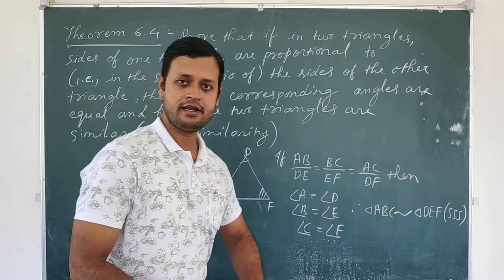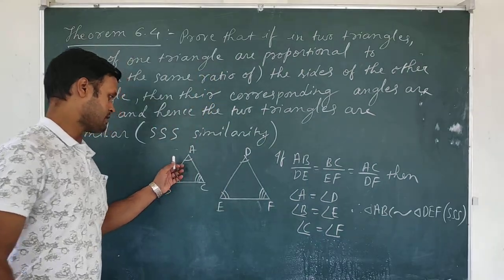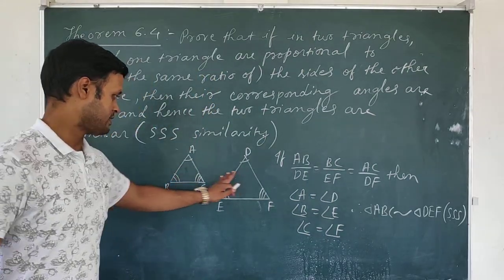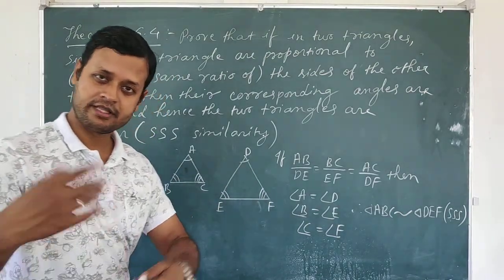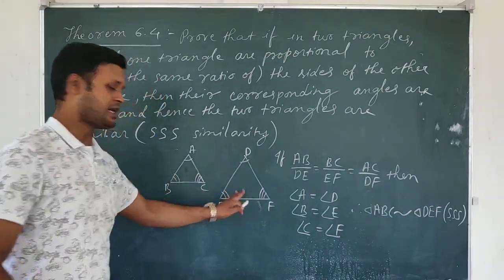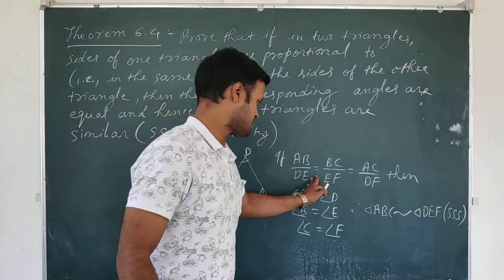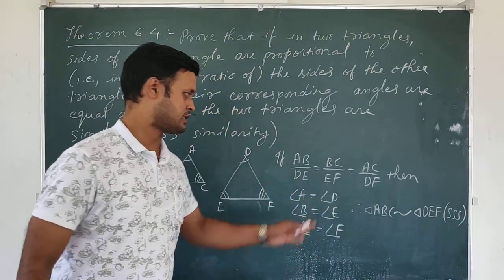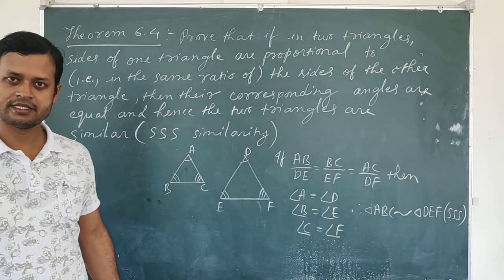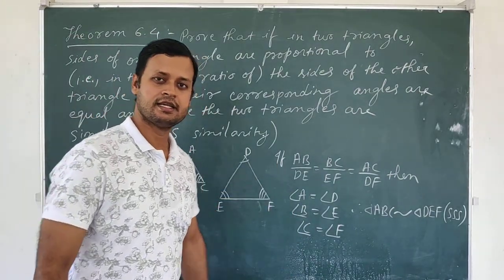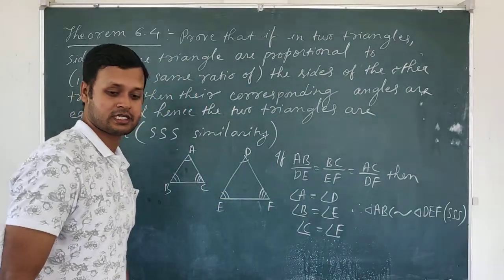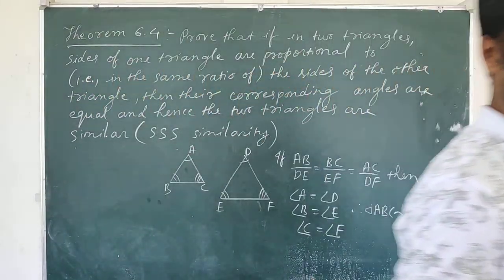Understood? Why side? Because the ratio of the sides of this triangle and this triangle are proportional. Because the ratio of the sides are proportional, the angles became equal, and the two triangles became similar, isn't it? So this is SSS similarity. So students, let us prove this.